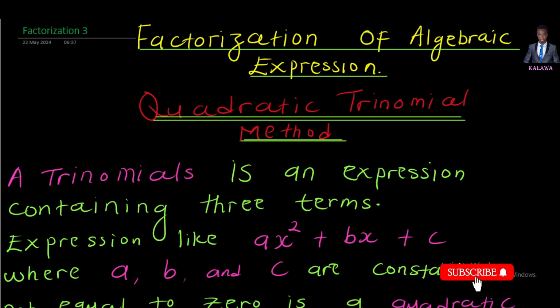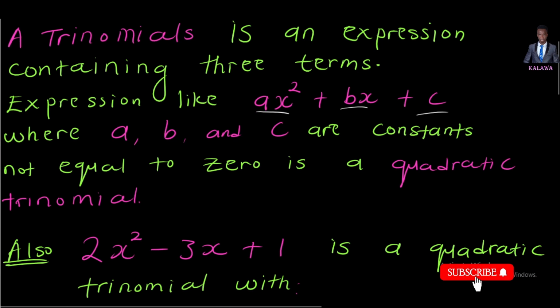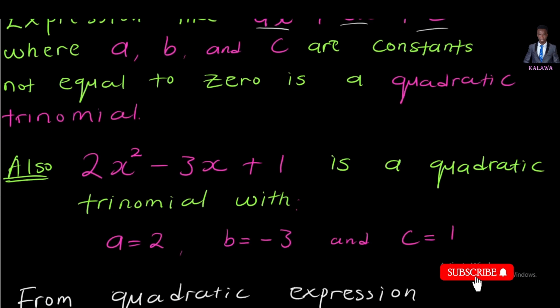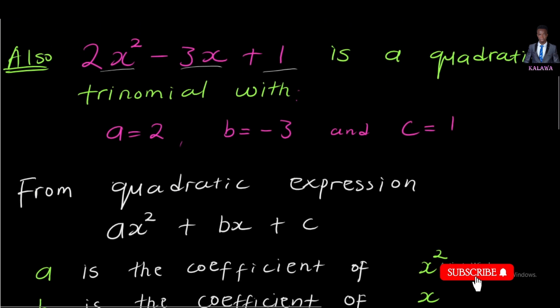A trinomial is an expression containing three terms. Expression like ax squared plus bx plus c is a trinomial because it contains three terms. Okay, the rest you can read it. Also, if we have 2x squared minus 3x plus 1, this is also a quadratic trinomial, where we can say a is equal to 2, b is equal to minus 3, and c is equal to 1.